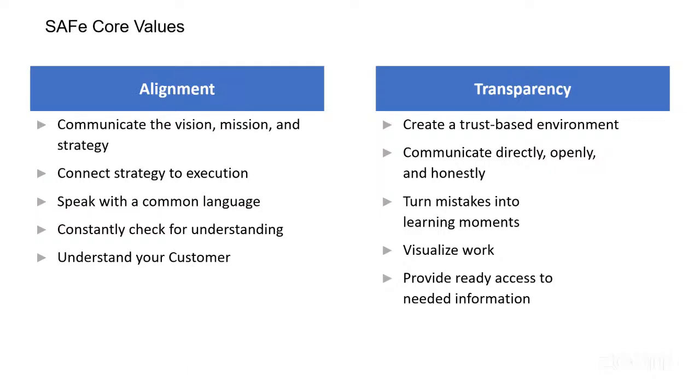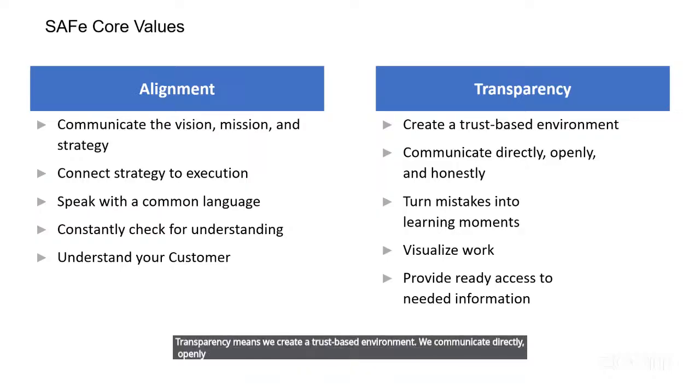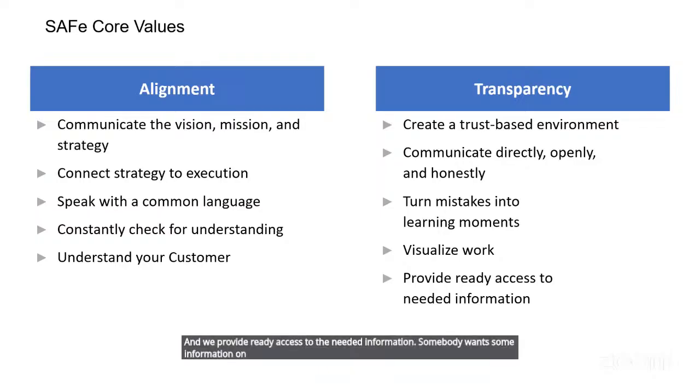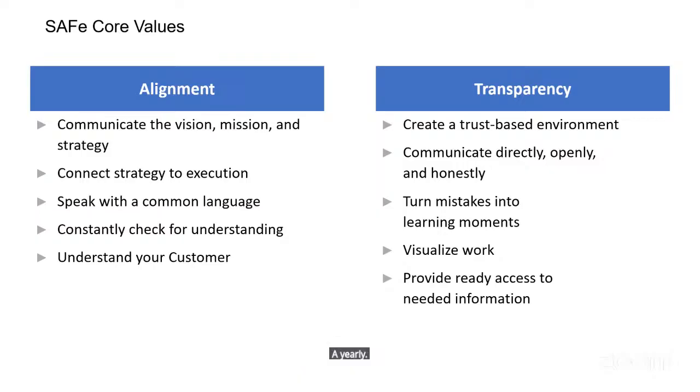Transparency means we create a trust-based environment. We communicate directly, openly, and honestly. And any failures, any mistakes that we get, we turn into learning moments instead of trying to blame the person. We visualize work, we see what type of work we have, etc. And we provide ready access to the needed information. Somebody wants some information on something, we are able to provide access to them at the earliest. So that is what transparency is all about.